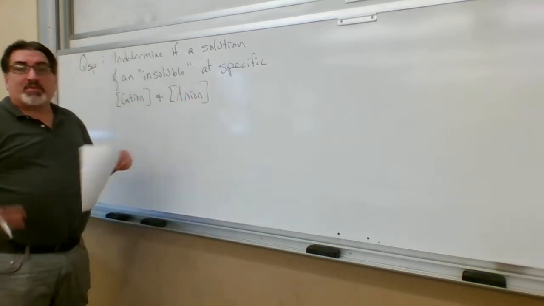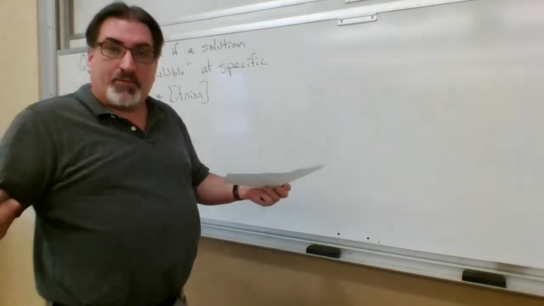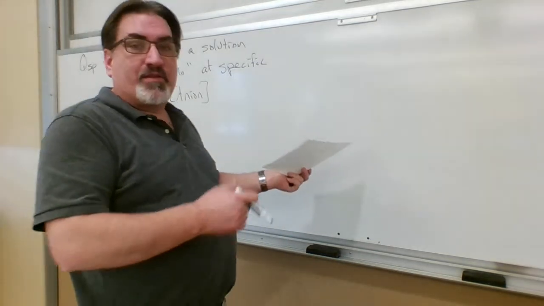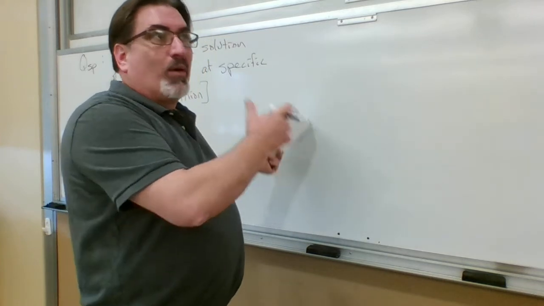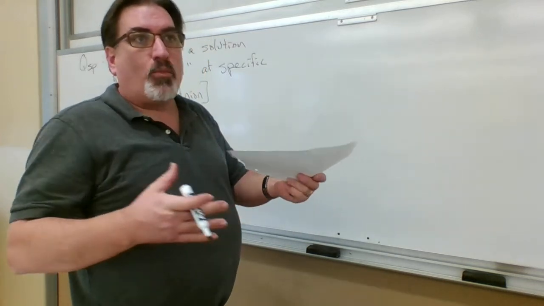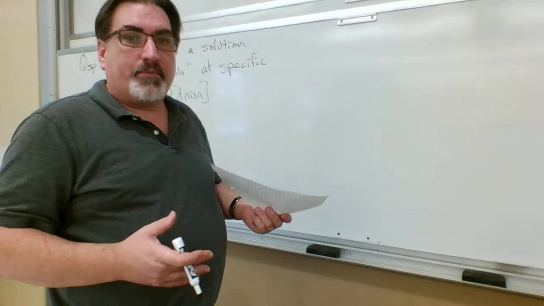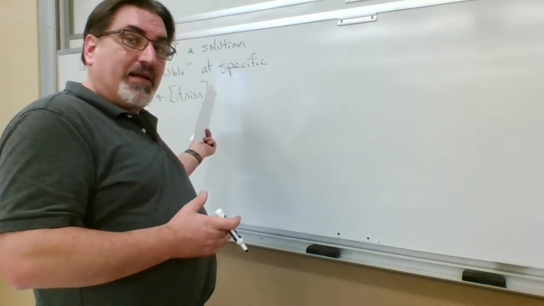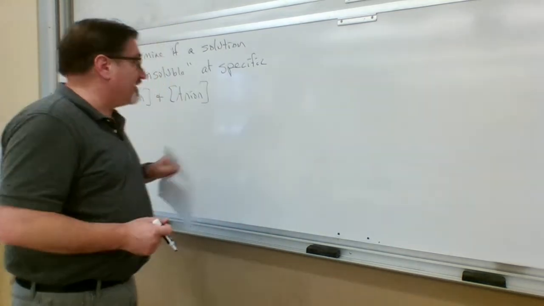So for example, with our silver chloride that we looked at earlier, can I make a solution of silver chloride that is 1/1000th molar silver and 1/1000th molar chloride? We'd have to calculate QSP for that and compare that to KSP and decide.